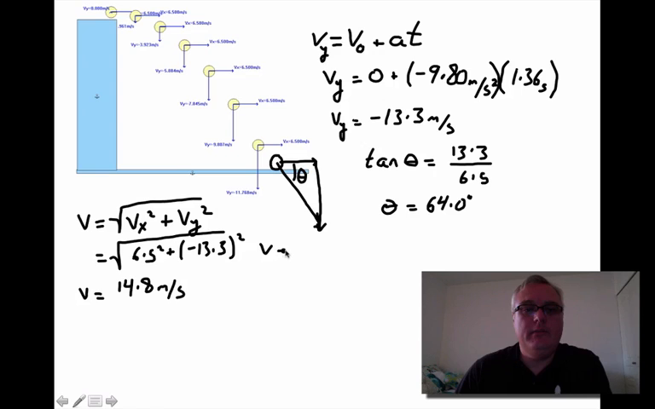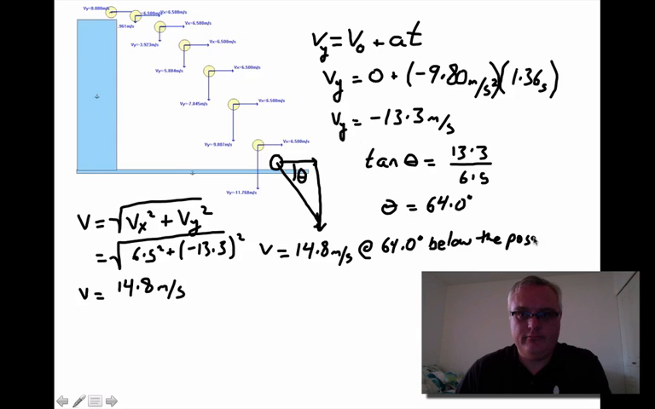So my final velocity then is 14.8 meters per second at an angle of 64.0 degrees below the positive x-axis. You could also say below the positive horizontal. Either one would be correct. So that's our final velocity. And that's a typical projectile motion problem.